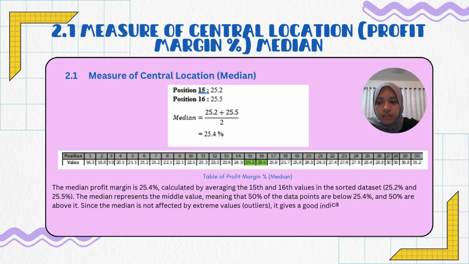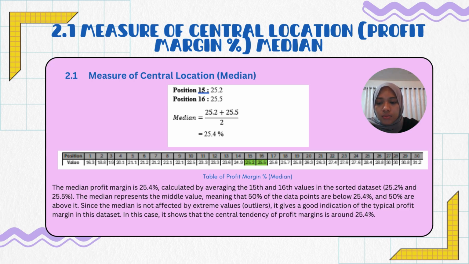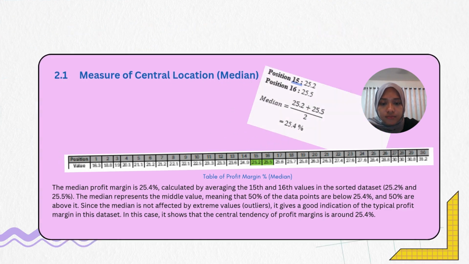25.5%. The median represents the middle value, meaning that 50% of the data points are below 25.4% and 50% are above it. Since the median is not affected by extreme values, or outliers, it gives a good indication of the typical profit margin in this dataset. In this case, it shows that the central tendency of profit margin is around 25.4%.